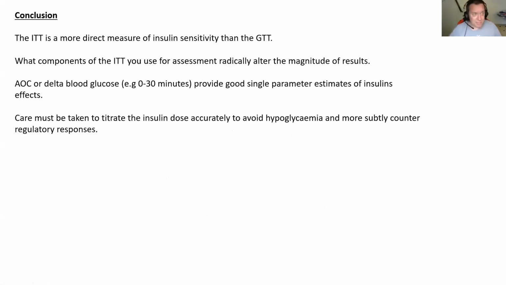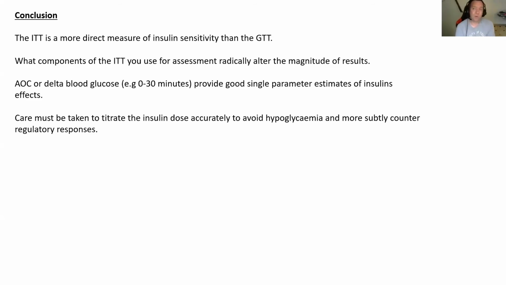So I would conclude by saying the ITT is a more direct measure of insulin sensitivity than the GTT. Which components of the ITT you use for assessment of essentially what you say is insulin sensitivity radically alter the magnitude of the result. So if you're using AOC versus 0 versus 30-minute glucose levels, you're going to get a different result.